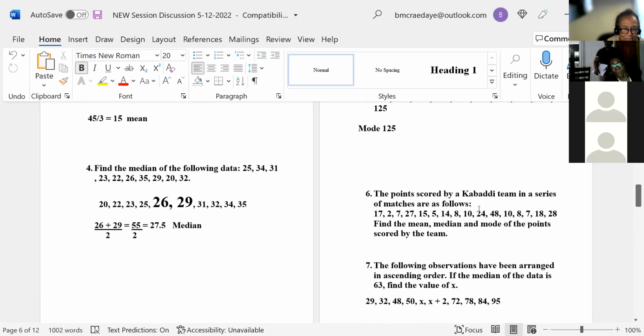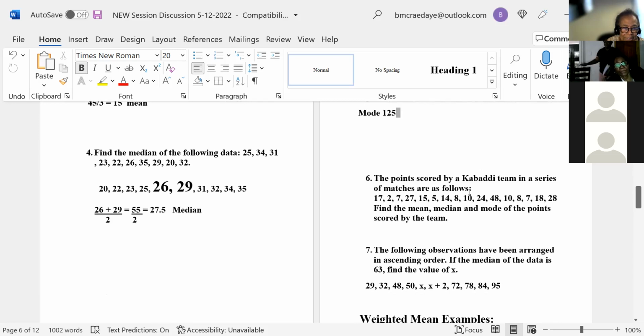So I will give you homework. Actually, I'll just give you 6 and 7 for homework. Mean, median, and mode. And then number 7, finding the median. Given the median, find the value of X.